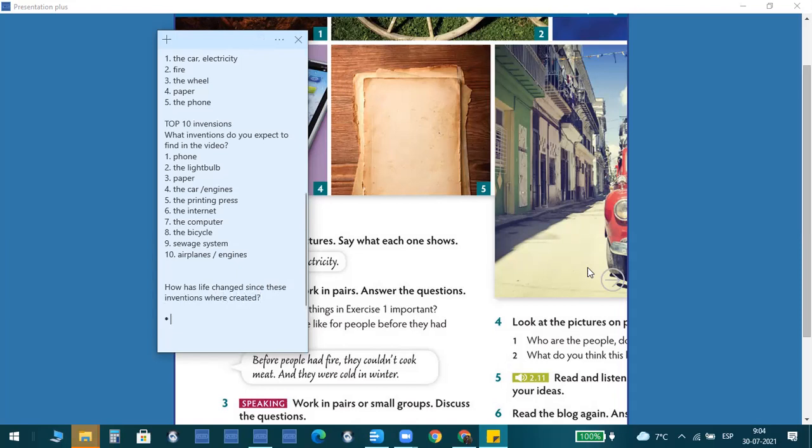Okay, let's start with the engines. Time to use your English. Think about engines. It means cars have engines, planes have engines, trains have engines. The bikes have engines too, motorbikes as well. How has life changed since this invention? What things have changed?